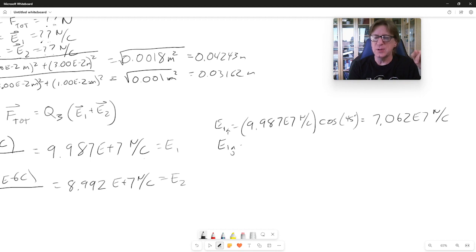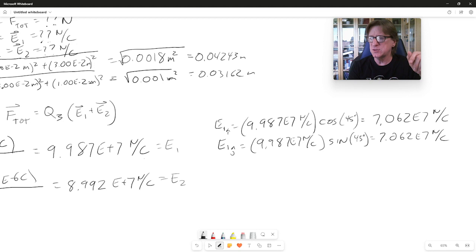My j component is going to be the same thing. It's going to be 9.987 e to the 7 newtons per coulomb, but now it's going to be times sine 45 degrees. And you should see once you plug it in, since it's a 45-degree angle, I had better get the same thing. You work it out. Convince yourself that you do. I know some of you are like, yeah, okay, I trust you. Don't trust me. I may be doing it wrong. So work it out, but with a 45-degree angle, the lengths of the legs should be the same.